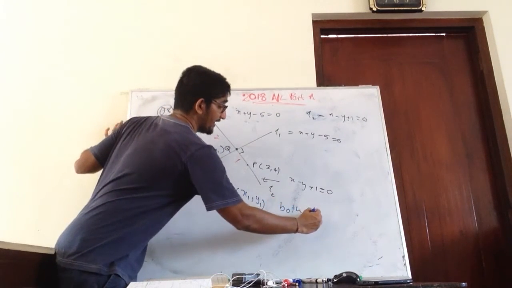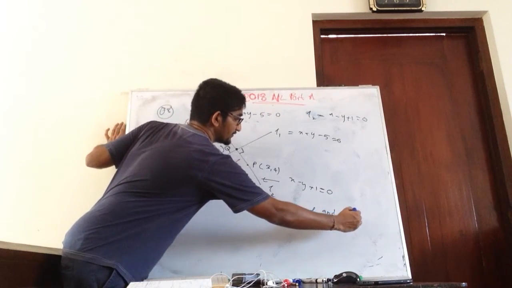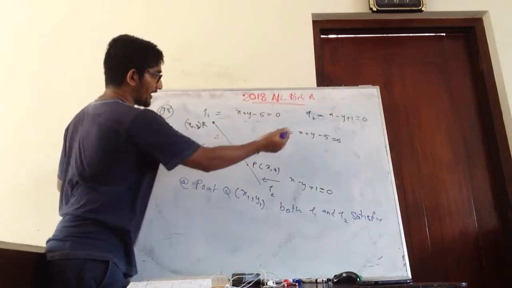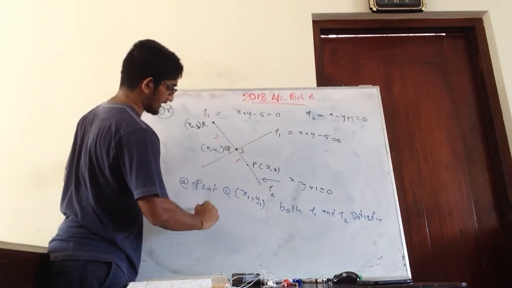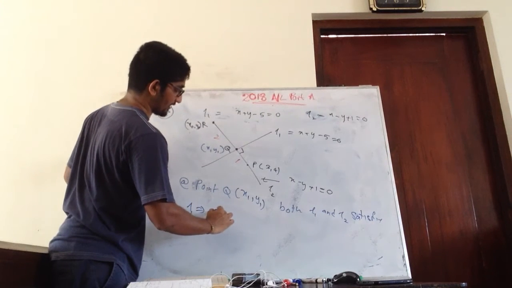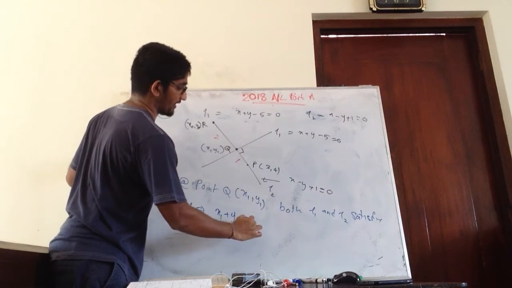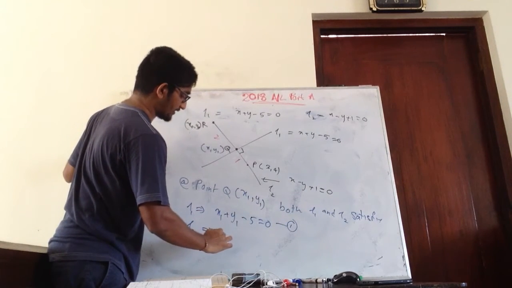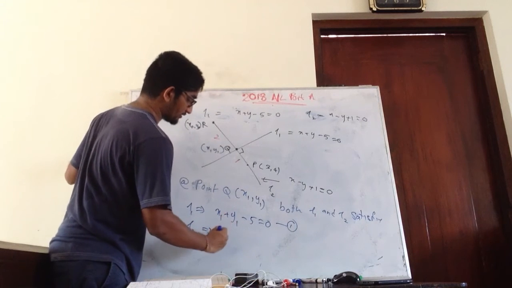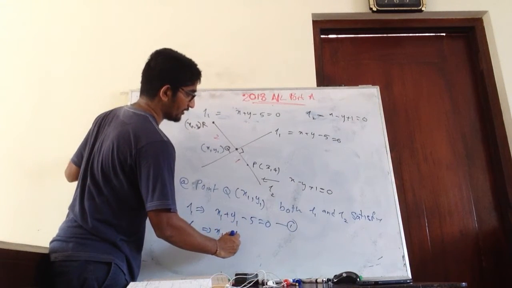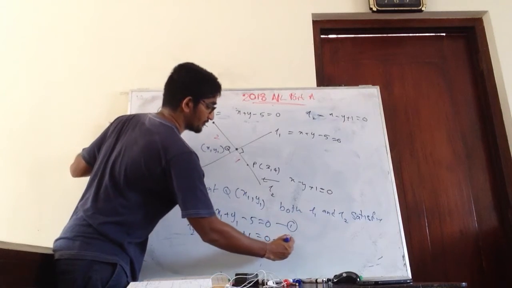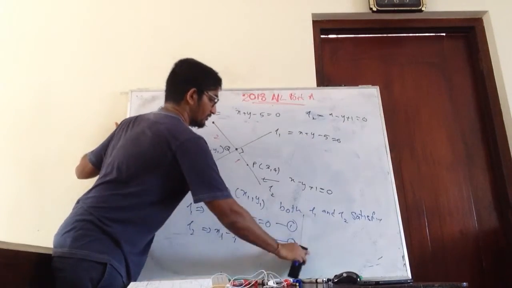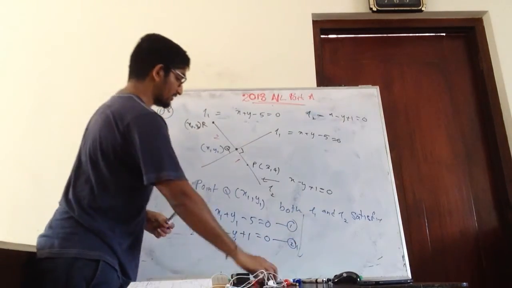Both L1 and L2 satisfy me. Correct? So then I can write L1 as x1 plus y1 minus 5 equals 0. This is 1. Then L2 I can write again as x1 minus y1 plus 1 equals 0. So yeah, this is there. So then I can get this answer easily.